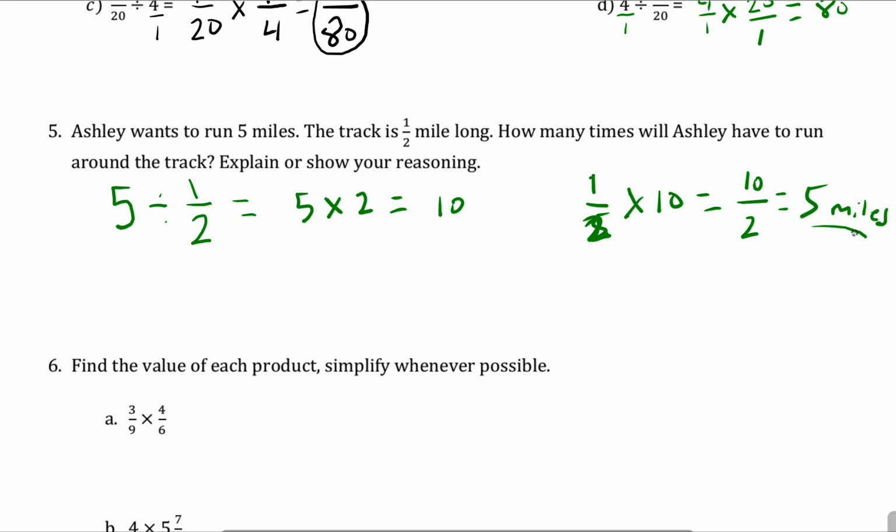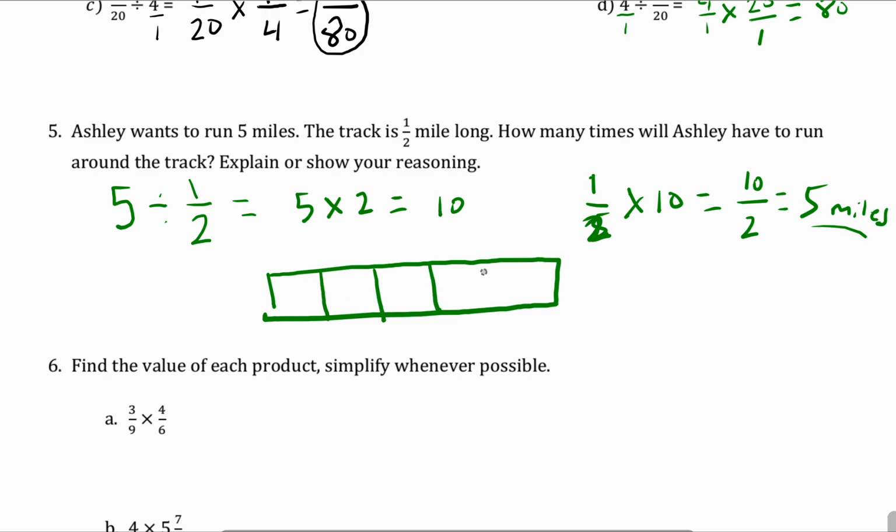So you can test out your answer here, or you can draw your diagram, and you can draw your 5 holes here. Let me see if I can accurately draw this. Try my best. 1, 2, 3, 4, 5. There you go. So this represents 5 miles.